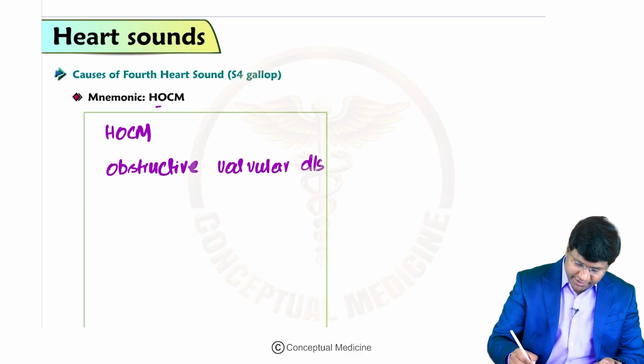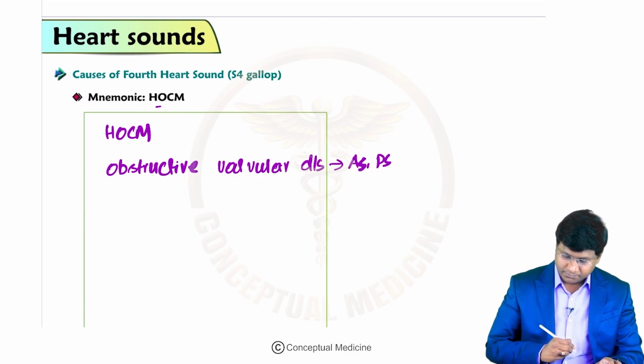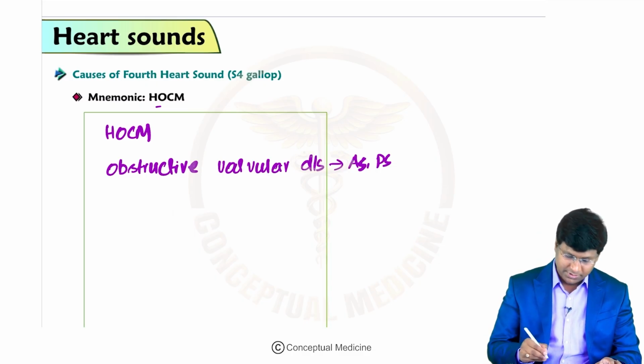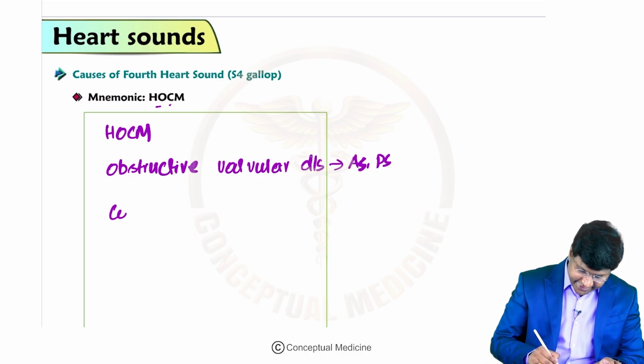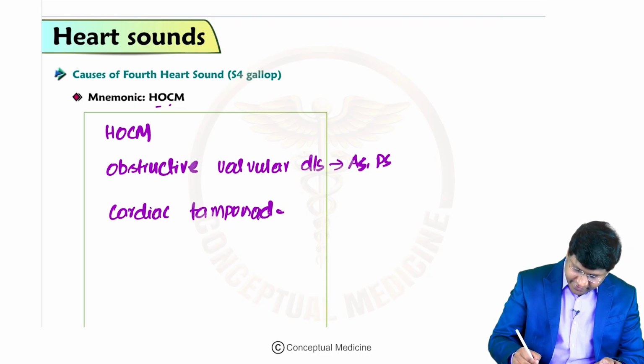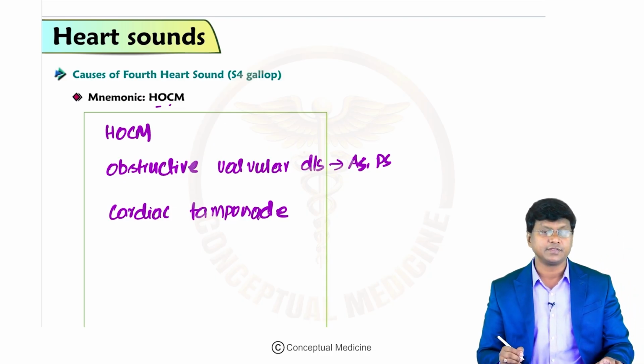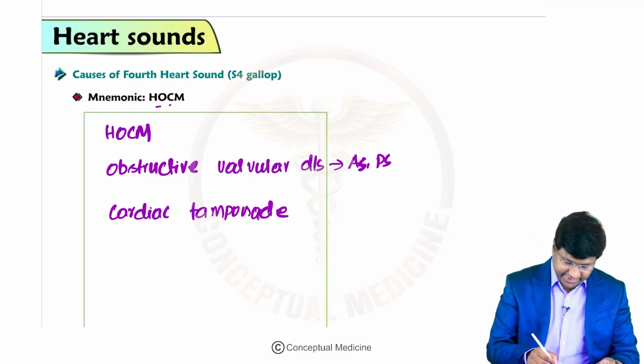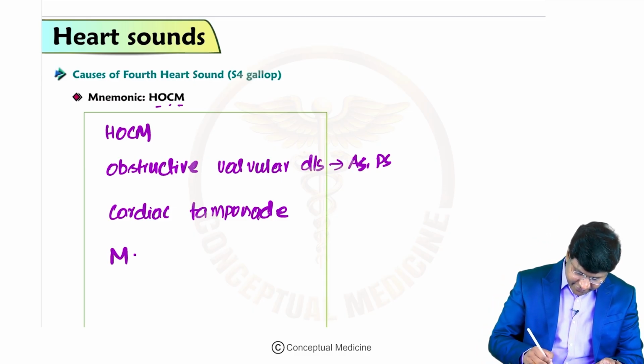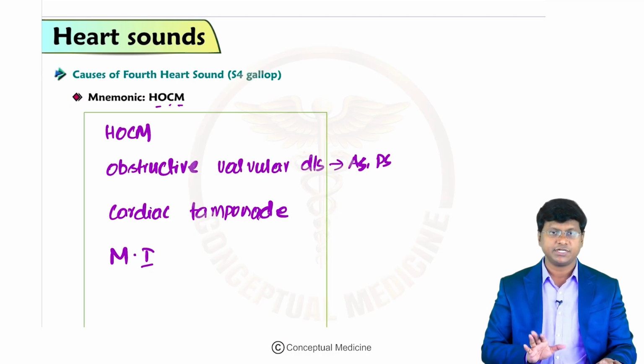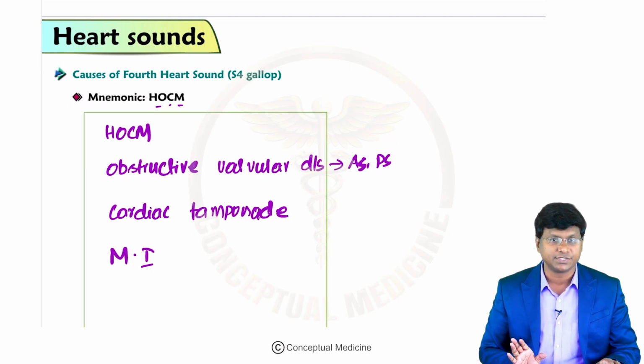What are those obstructive valvular diseases? That includes aortic stenosis, then the pulmonary stenosis. Then C stands for cardiac tamponade. Cardiac tamponade also, ventricular pressures are very high, right? And atria has to contract very strongly to push the blood into the ventricle. So you will have an S4. Then M stands for myocardial infarction. So in a nutshell, these are the causes for the fourth heart sound.